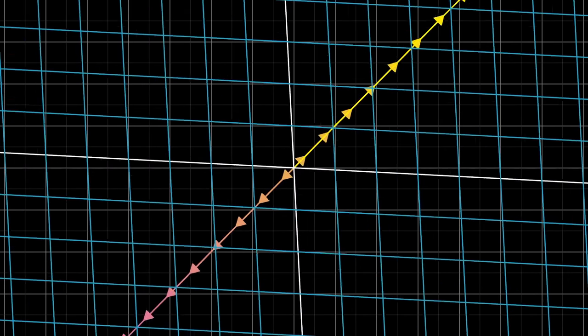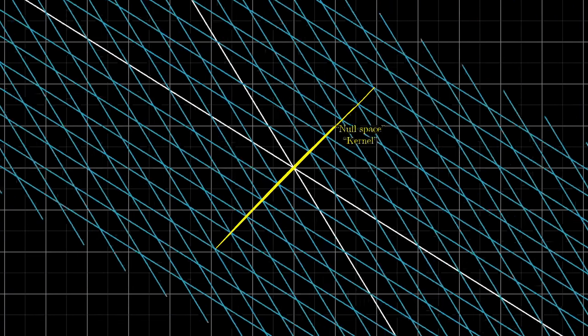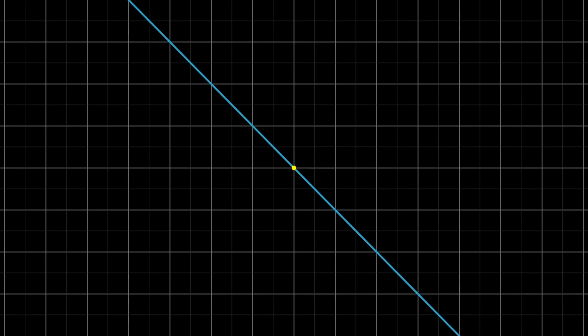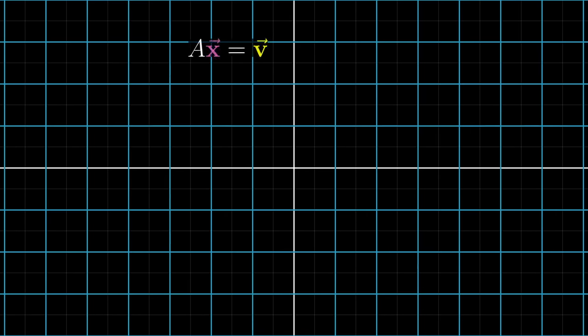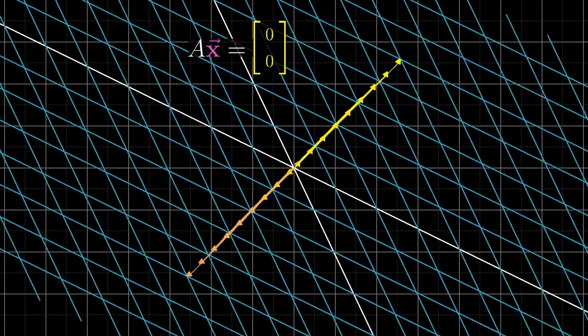This set of vectors that lands on the origin is called the null space, or the kernel of your matrix. It's the space of all vectors that become null, in the sense that they land on the zero vector. In terms of the linear system of equations, when V happens to be the zero vector, the null space gives you all of the possible solutions to the equation.